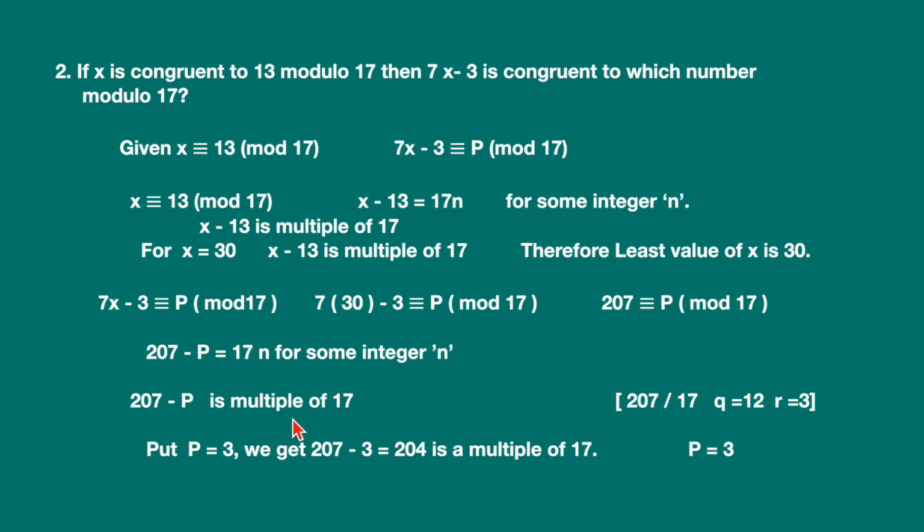Okay, so do the division. 207 divided by 17, you get the remainder 3. Put P is equal to 3. We get 207 minus 3 is 204, which is a multiple of 17. So P is equal to 3 is the correct answer.